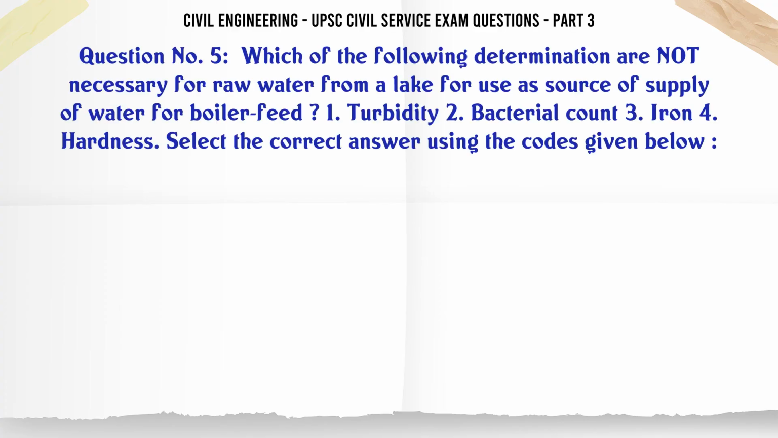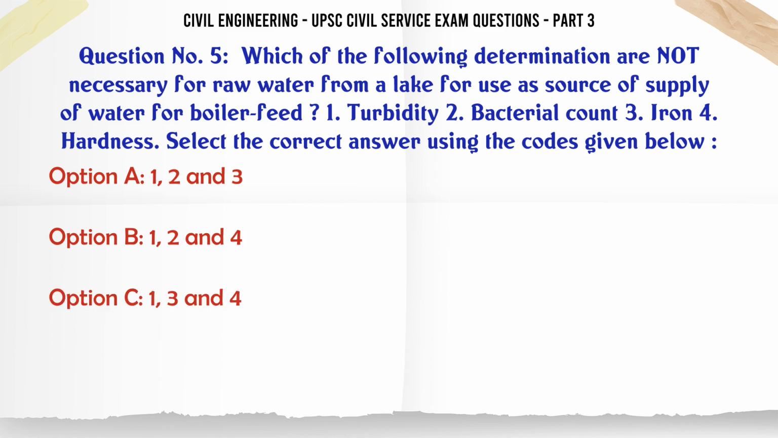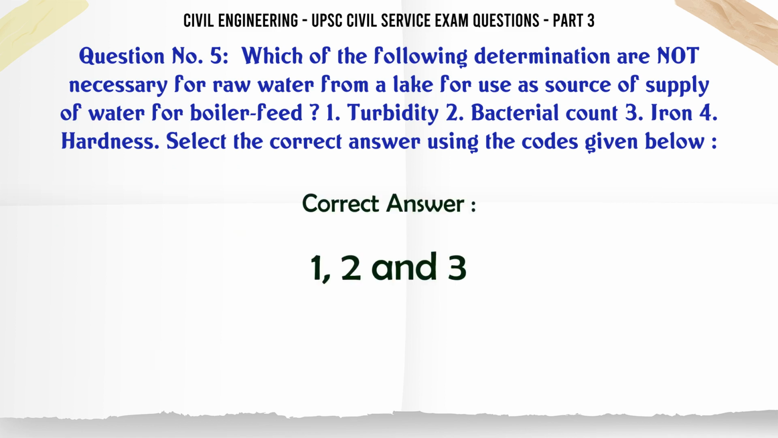Which of the following determinations are not necessary for raw water from a lake for use as source of supply of water for boiler feed? 1. Turbidity 2. Bacterial count 3. Iron 4. Hardness. Select the correct answer using the codes given below. A. 1, 2 and 3. B. 1, 2 and 4. C. 1, 3 and 4. D. 2, 3 and 4. The correct answer is 1, 2 and 3.